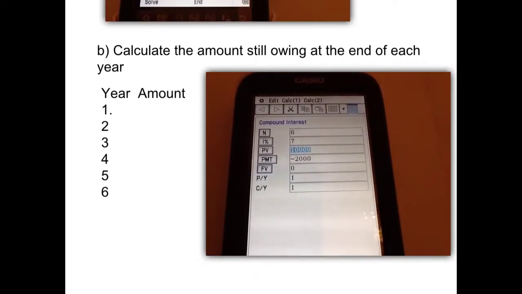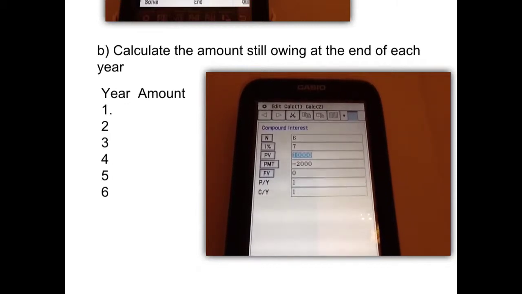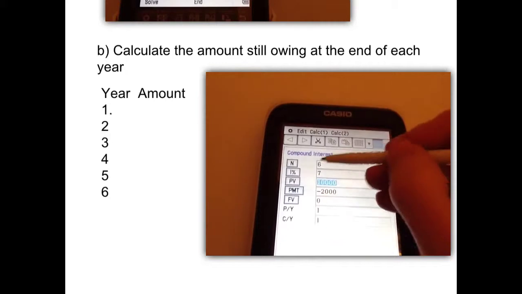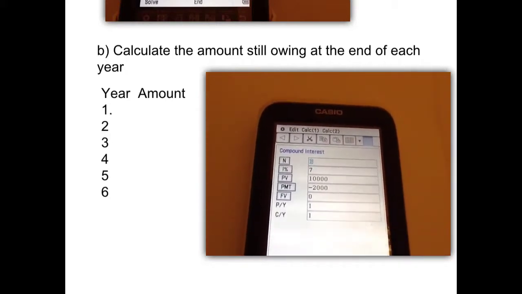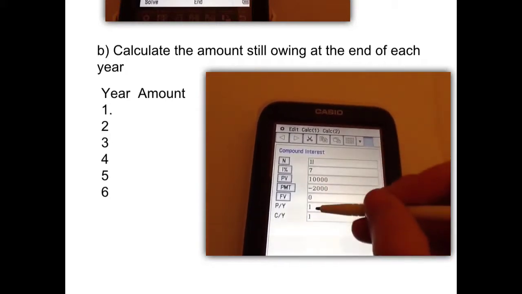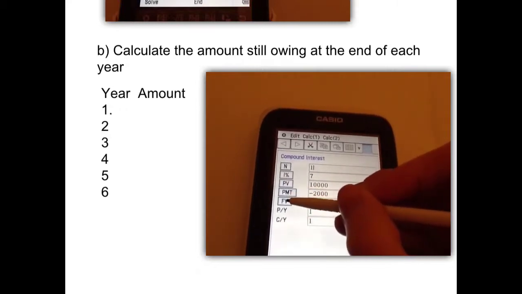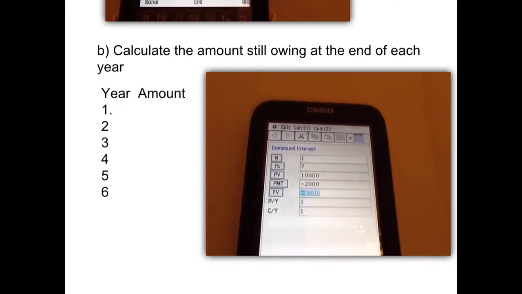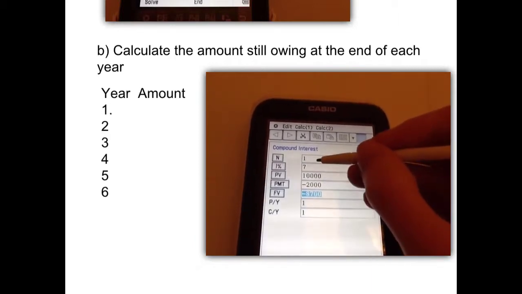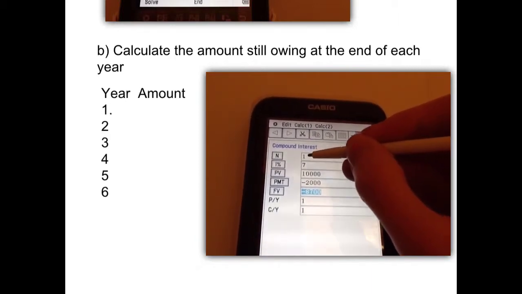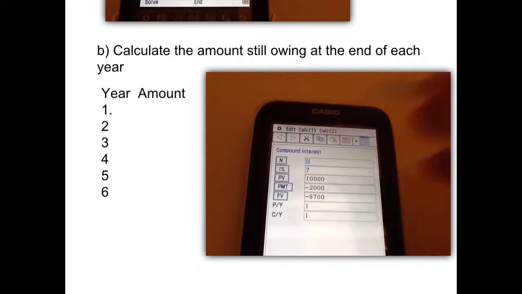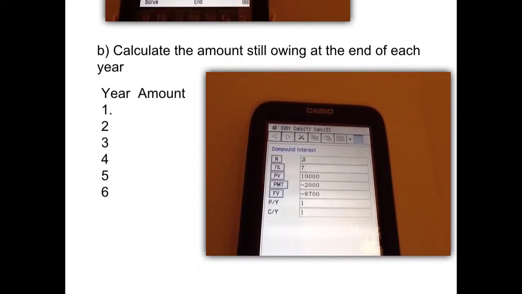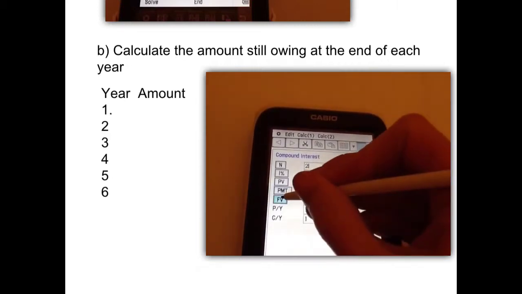Now we're being asked to calculate the amount still owing at the end of every year. So what we're going to do, we're going to change our number of years to 1 and keep everything else the same. And we want to find the future value, which is $8,700. So after 1 year, $8,700 is still remaining.